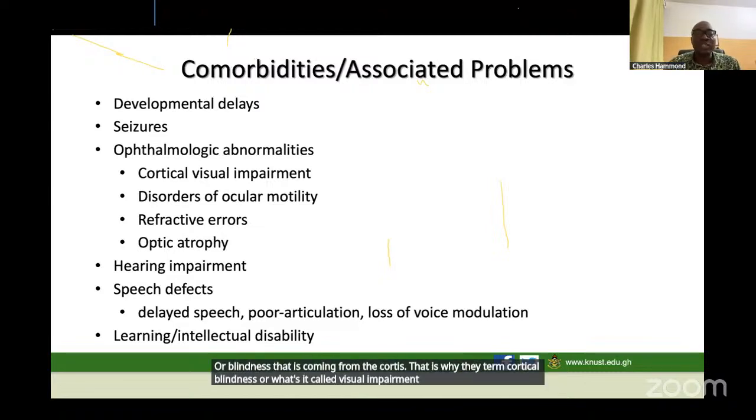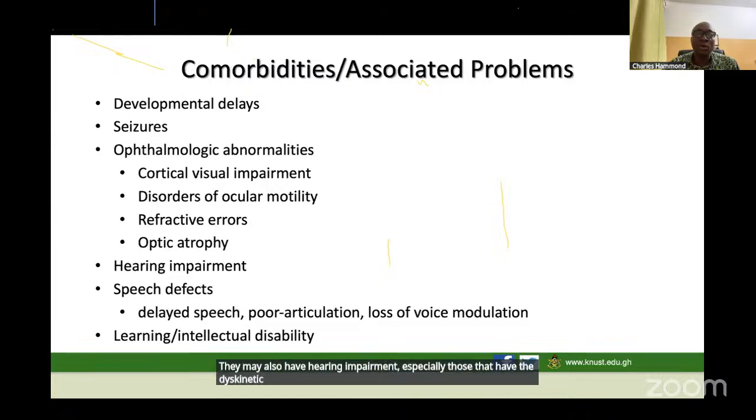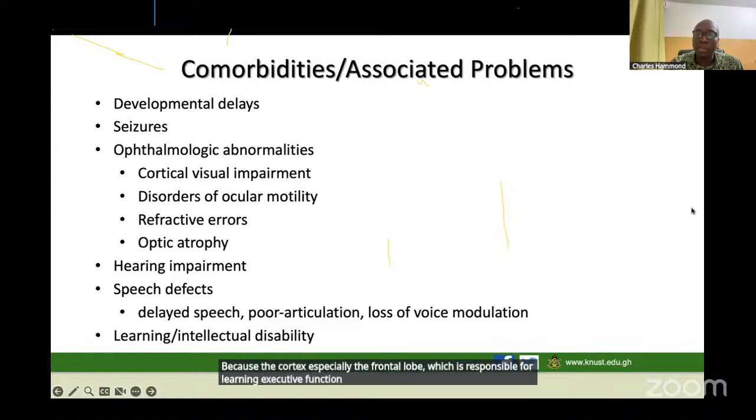Some of them will have disorders of ocular motility, squints, refractive errors, and then optic atrophy. They may also have hearing impairment, especially those that have dyskinetic cerebral palsy. They may have hearing impairment, speech defects because of poor articulation, and then the suprabulbar or bulbar palsies will lead to speech defects. Intellectual or learning disabilities are common, especially in the quadriplegics, because the cortex, especially the frontal lobe, which is responsible for learning and executive function, has been affected.